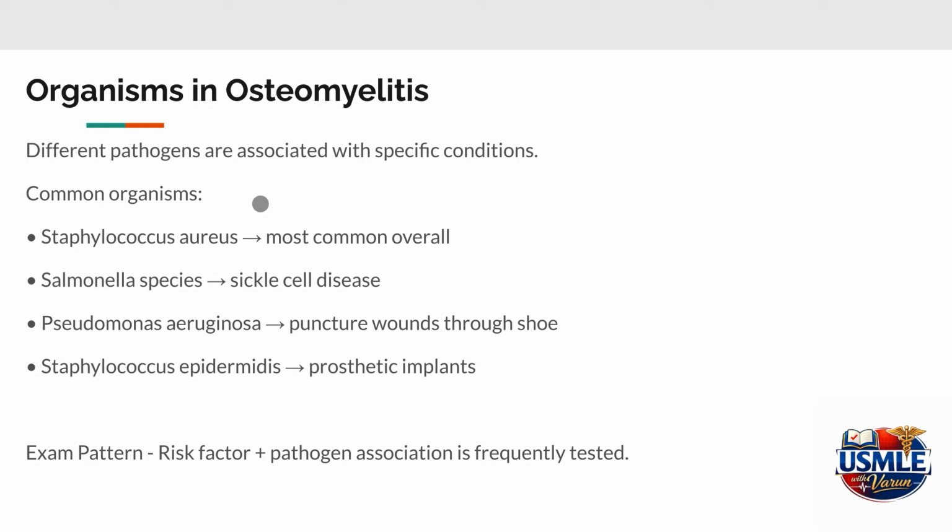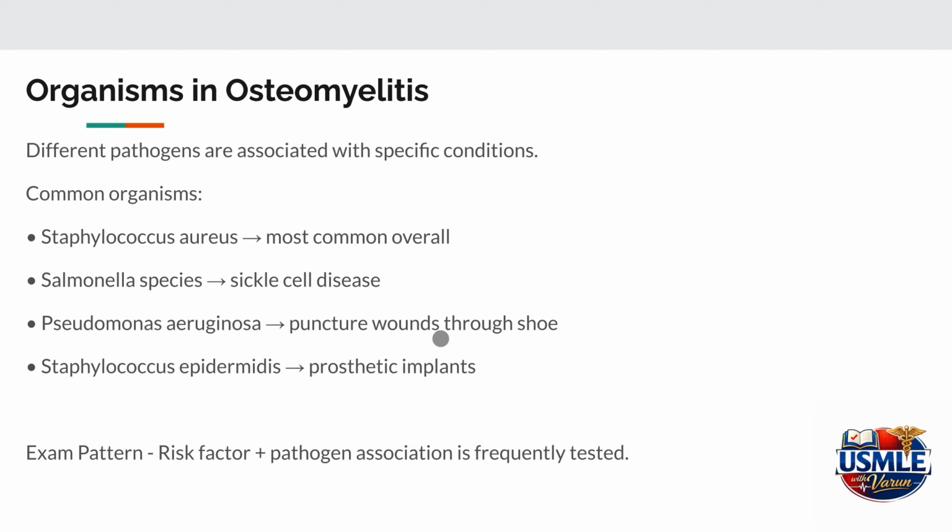Different osteomyelitis causes include organisms like Staphylococcus aureus, Salmonella, Pseudomonas, and Staphylococcus epidermidis. These organisms depend on the patient's risk factors. The most common overall pathogen is Staphylococcus aureus. However, certain clinical conditions are associated with specific organisms. For example, patients with sickle cell disease are particularly more prone to osteomyelitis caused by Salmonella species.